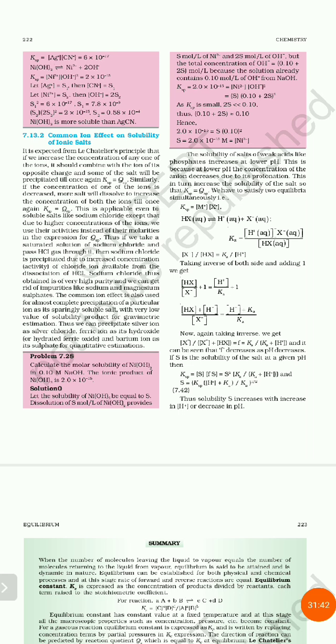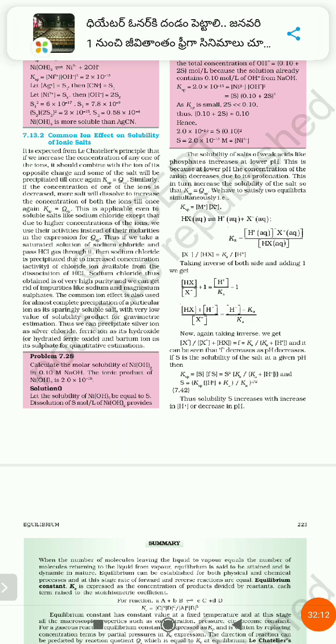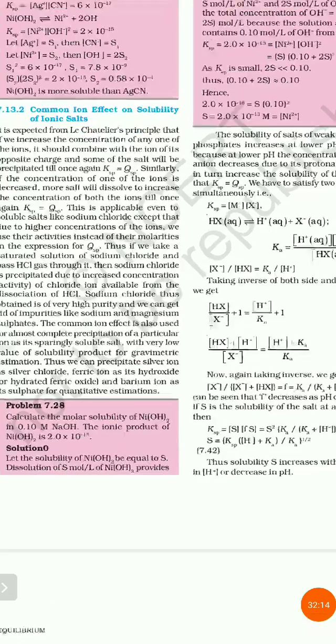That means two solutions must have at least one kind of ion in common. For example, acetic acid and sodium acetate: the acetate group is commonly present there. That is the common ion effect. How does the common ion effect affect the solubility of ionic salts? Let us see that.